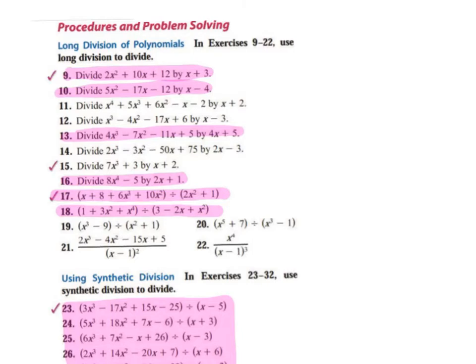So what does it mean when they want you to use the remainder theorem? They're only asking for the remainder. Perfect.